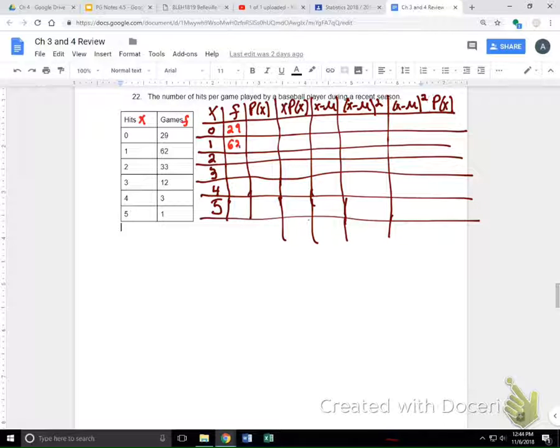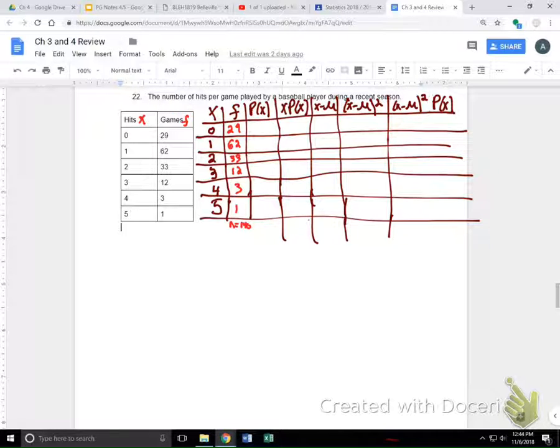29, 62, 33, 12, 3, and 1. I want to find the sum of that column, and that's going to be N equals 140. And then to find my next column, P of X, I'm just going to take 29 divided by 140, 62 divided by 140, and then continue it down.